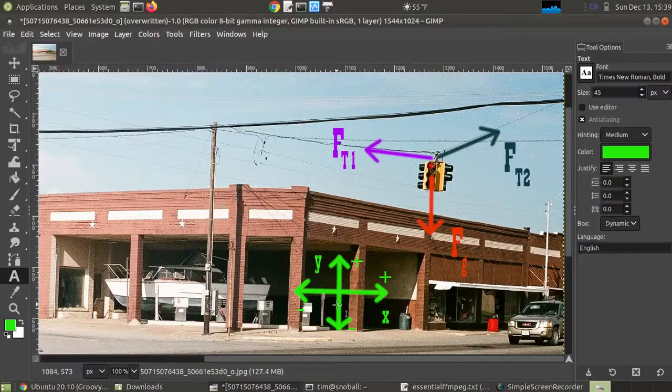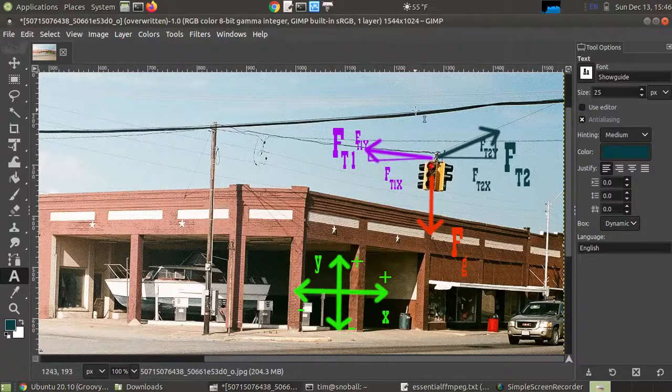So in order to figure out how the forces are adding in two dimensions to make this traffic light stay in place, we're going to have to break these vectors down into their components. And there are the components. Ft2 can be broken down into its vertical and horizontal. Ft1 can be broken down into its horizontal and vertical.